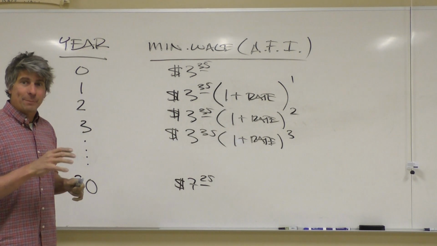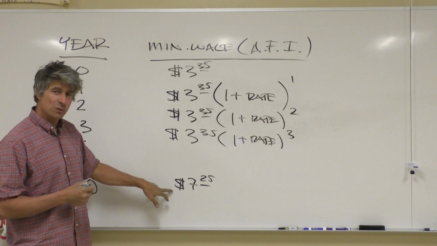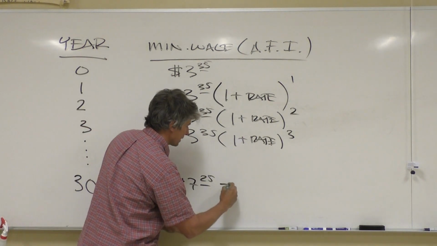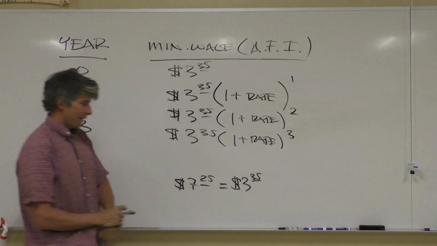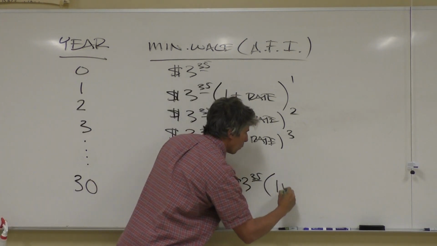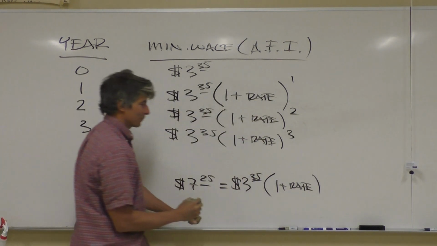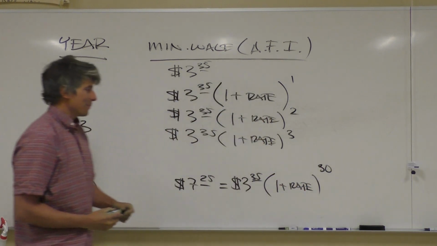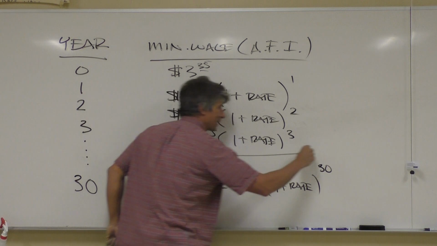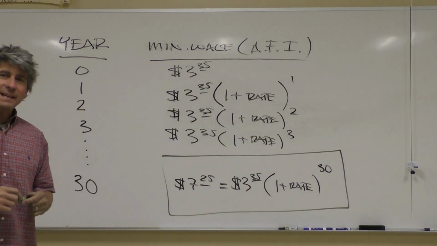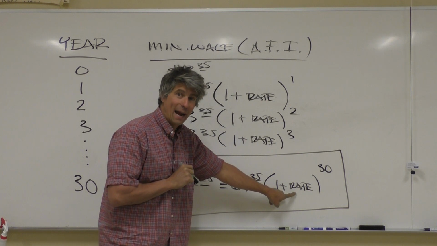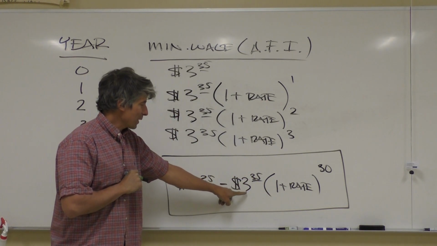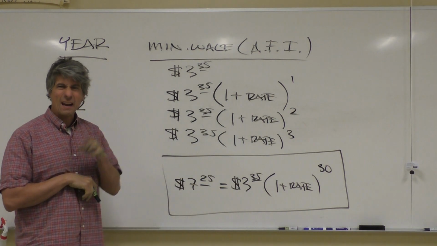But here's where this is really, really powerful. You see this right here, this 7.25? This 7.25 is equal to $3.35 times 1 plus the rate to the 30th power. I want you to take a look at that equation right there. If we can solve that equation, we will have everything we need to figure out what inflation rate on average it took to get from 3.35 to 7.25. In the next video, let's do it.